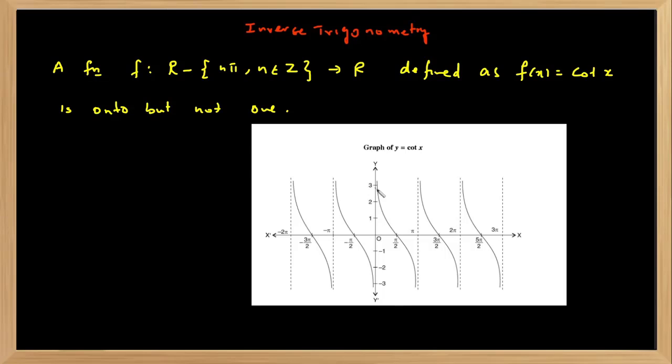This is the graph of y is equal to cot x. Cos pi by 2 is 0, so cot pi by 2 is equal to cos pi by 2 upon sin pi by 2. Cot pi by 2 is 0. Cot pi by 4 is 1. Cot pi by 6 is root 3. So you will have this shape of graph. This graph we have discussed in class 11th.